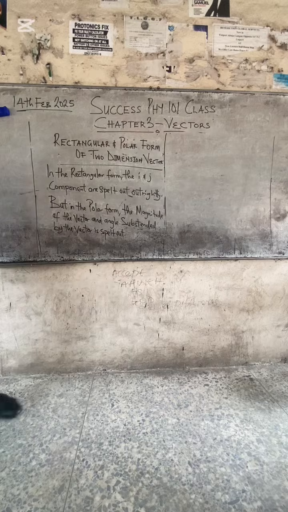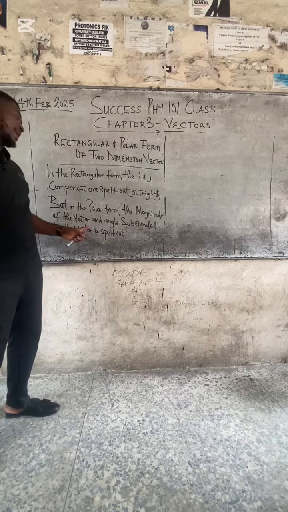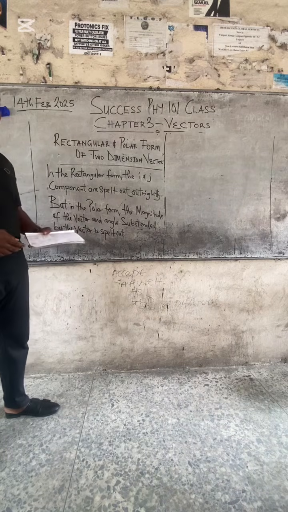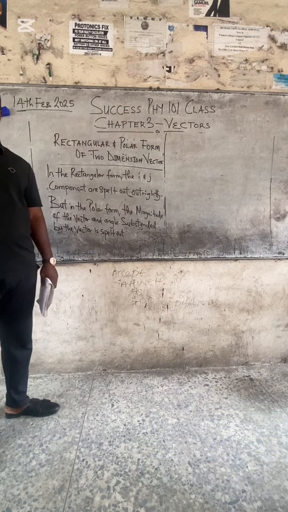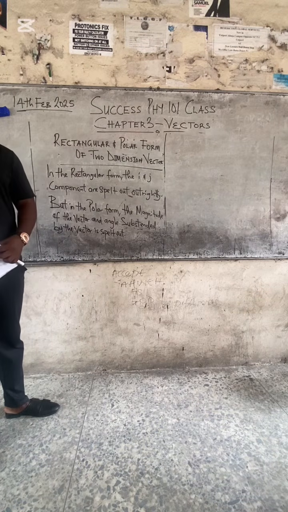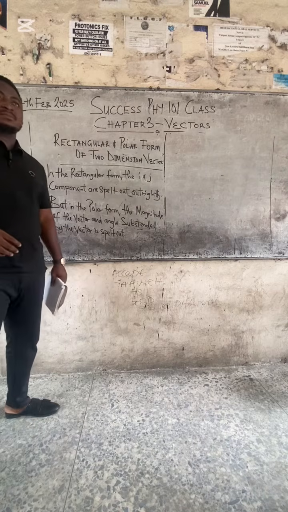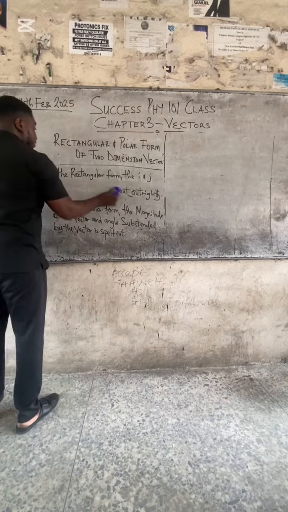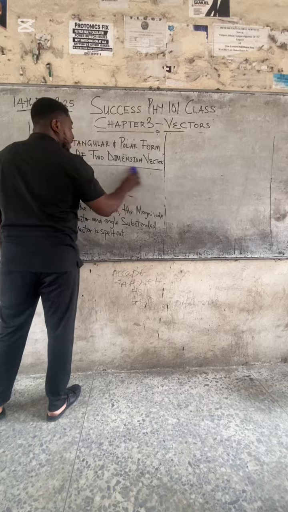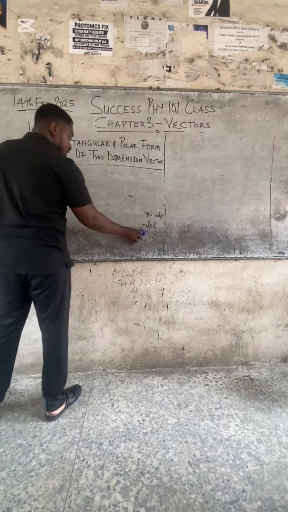So to express a vector in polar form, we need the magnitude of the vector and the angle subtended by the vector. So class, sometimes we might need to represent a vector from rectangular to polar. We must convert a vector from rectangular to polar.